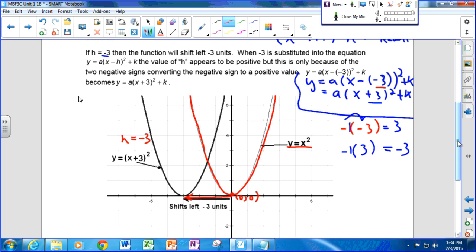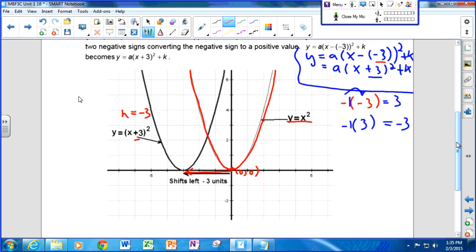Okay. So it seems really complicated, but once you work out what that h value is, and you consistently figure out what the h value is correctly, then it's very easy to say which way the parabola is going to shift, if it shifts at all. If h is 0, then the parabola doesn't shift at all.